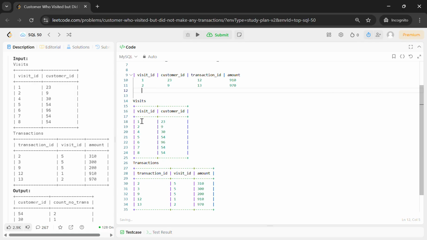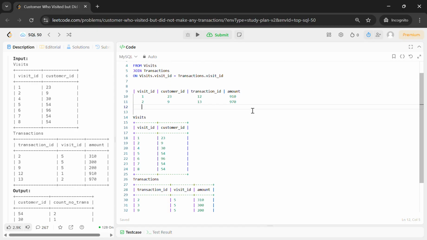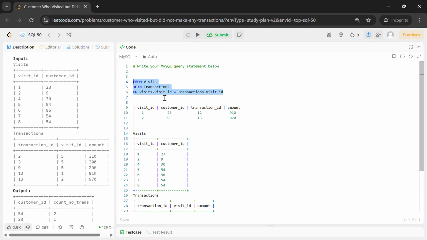Generally people get confused with the 54 value, like how this 54 will be treated. Before that we have 4. Is 4 there? No, we don't have 4, right? So 4 will be neglected because 4 does not equal any visit ID. Our condition is visit ID equals visit ID. It's an inner join by default, which means only common values will be there. So 4 will be neglected.